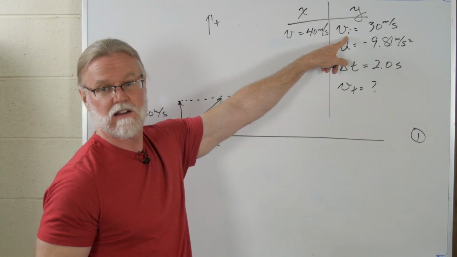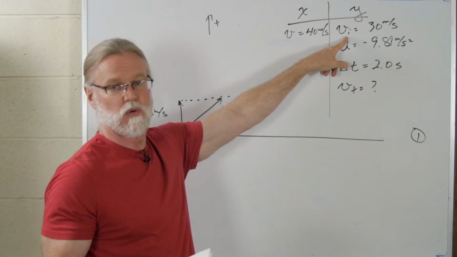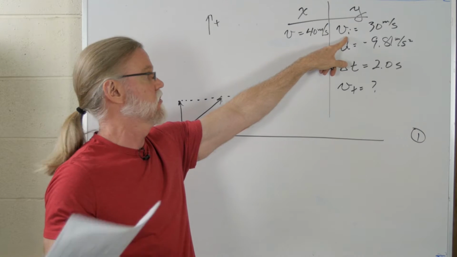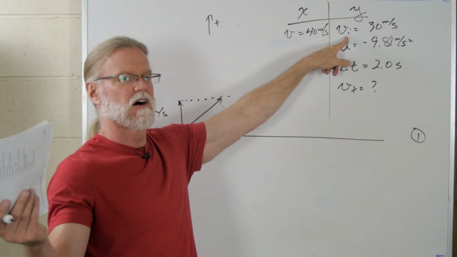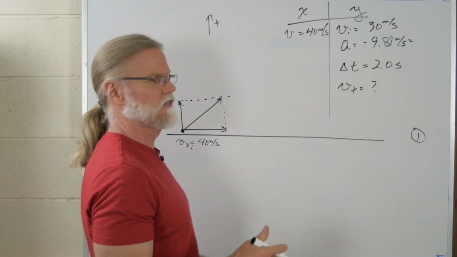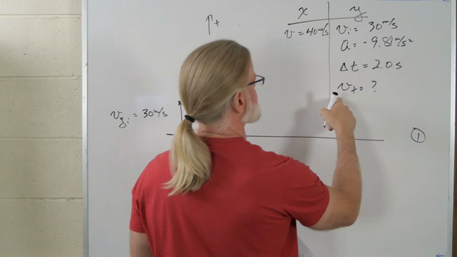Because after 1 second, it slows down by 10 meters per second every second. So after 1 second, it's going 20 meters per second. After 2 seconds, it could be going 10 meters per second. But those of you who are very uncomfortable with that, let's solve this using plug and chugness. All right, plug and chugness.